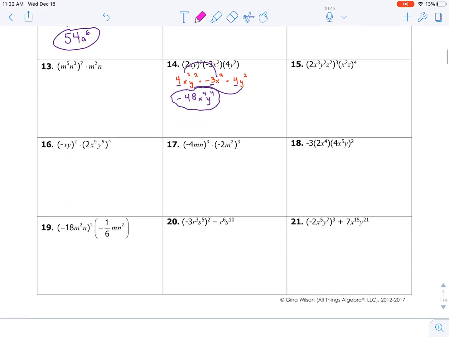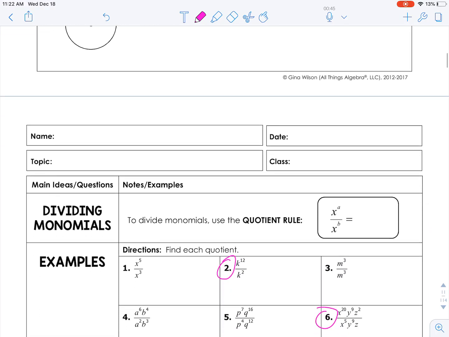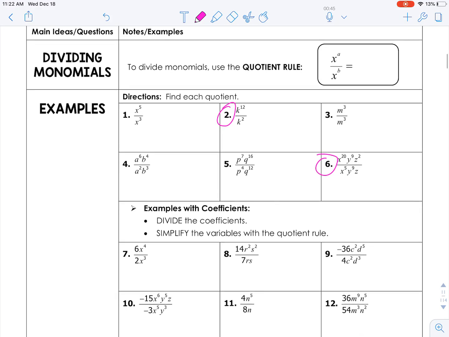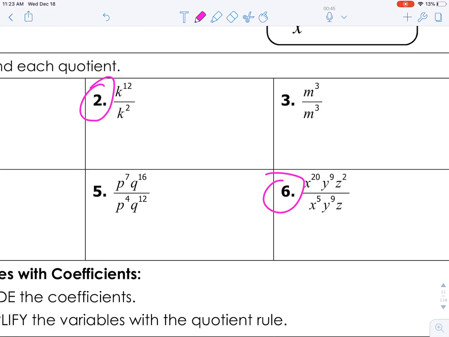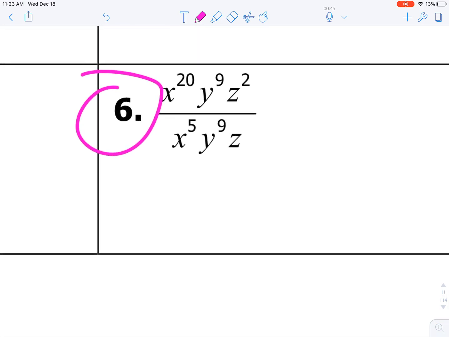Okay, turn ahead to, let's see what I circled next. Okay, all the way to the dividing. Okay, so for the dividing, remember when we multiply the exponents, we add them, right? x2 times x3 is x5. When we divide the exponents, we subtract. Six.